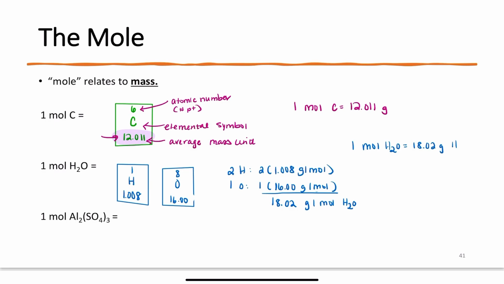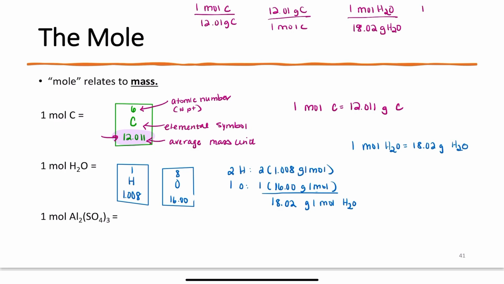But that gives me my conversion factor. That means that 1 mole of carbon is 12.01 grams of carbon. 12.01 grams of carbon to 1 mole of carbon. Same with the water. 1 mole of water is 18.02 grams of water. 18.02 grams of water to 1 mole of water.